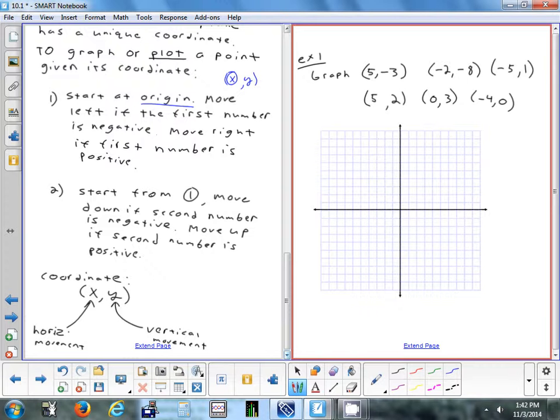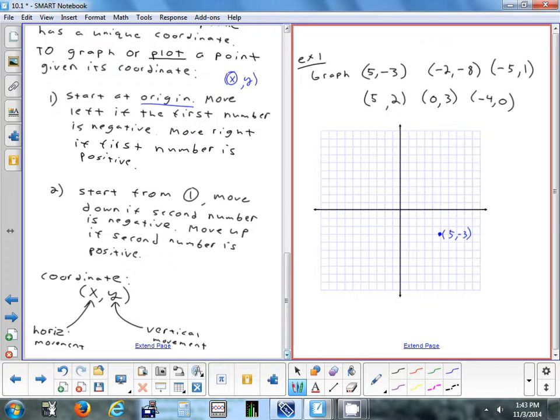Okay, so let's start with the point 5, negative 3. From the origin, who can tell me what you would do first? Isaiah? Yep, 5, negative 3. So you go over 5 to the right. Notice how he said right, that's important, 5 right. And then what? And then you go down 3. Yep, negative. So that should be your first point: 5, negative 3.